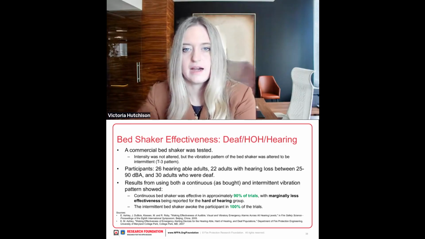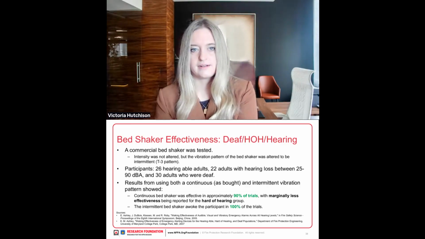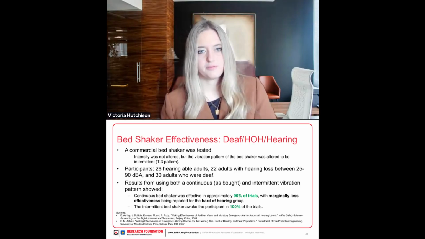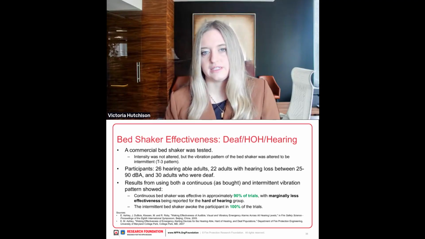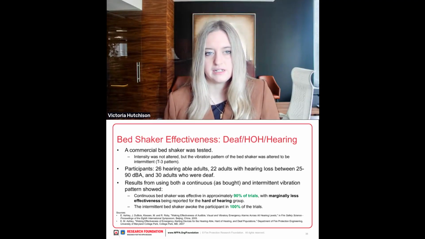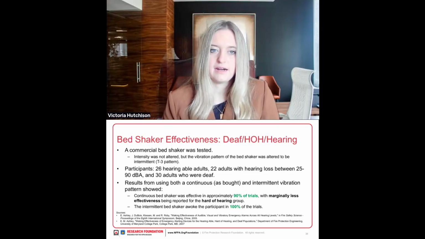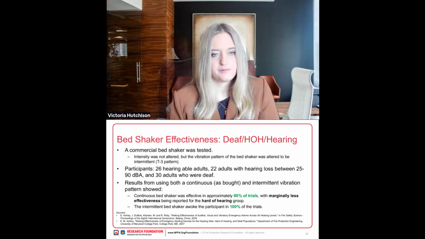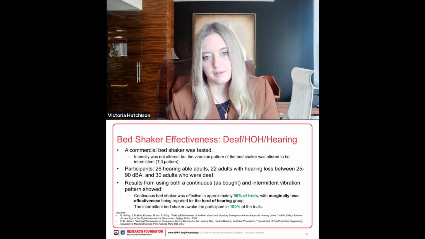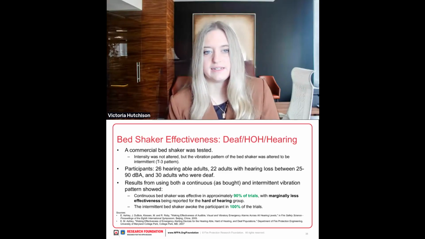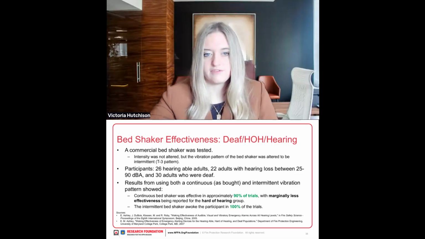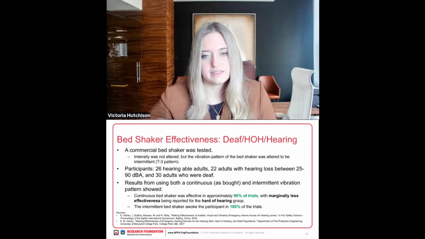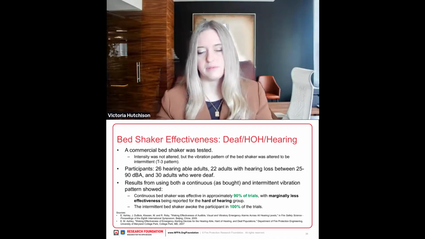So this study compared deaf and hard of hearing, both looking at a commercial bed shaker. So the intensity was not altered, but this one altered the vibration pattern of the bed shaker to be that intermittent T3 pattern. There were 26 able hearing adults involved, 22 with hearing loss between 25 and 90, and then 30 who were deaf.